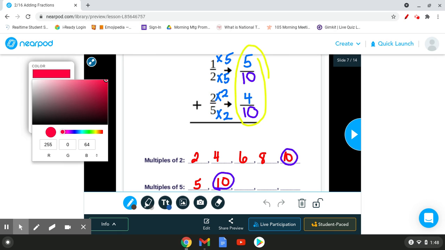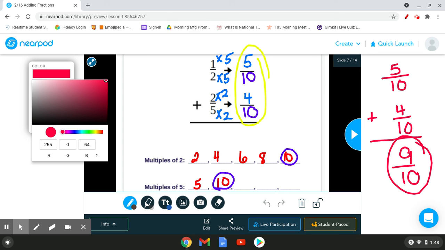Again, you don't have to rewrite it, but I'm going to off to the side just so you can see it more clearly. All right. Again, my denominator stays the same because that's the size of my pieces. 5 plus 4 make 9. And there's my final answer.